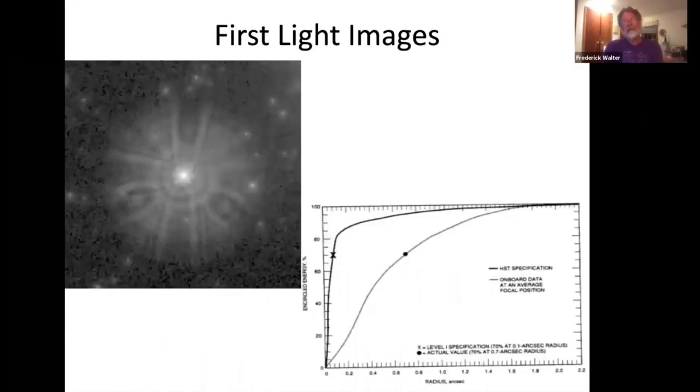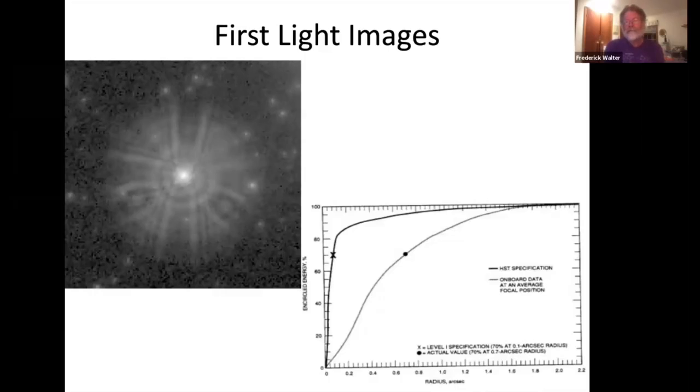So this was the first light image. This is what the operators on the ground saw a few weeks after the Space Telescope was launched, thrown overboard from the space shuttle. And it's a rather ugly picture. You see stars there, but the stars are fuzzy and there's a lot of scattered light.